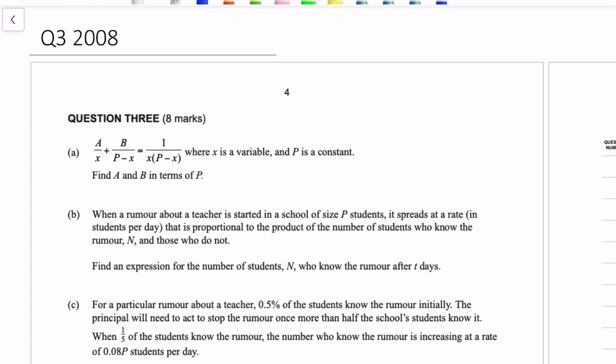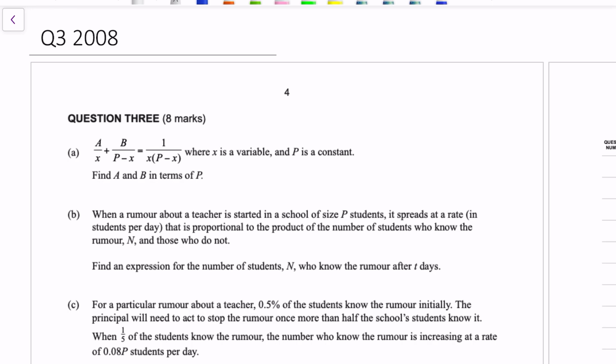Kia ora and welcome to question 3 of the 2008 School Calc exam. This question basically all relates to a problem about a rumour being spread in a school. It's a differential equation type question. It involves partial fractions, hence part 3a having a proof to do with fractions.